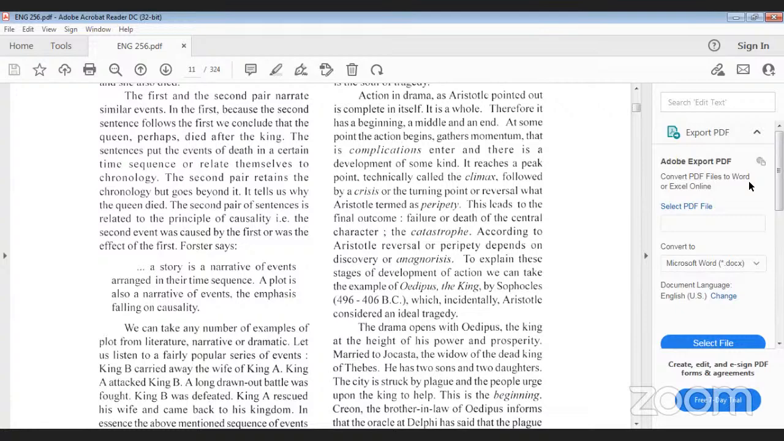See now here, we will see that after reading all the parts in this drama, how a drama is actually written. If you have only a simple idea of how the story is being plotted, you will get an idea after reading this concept. So please try to understand very carefully, it is an interesting part. You will enjoy this. The second pair of sentences is related to the principle of causality. That is, the second event was caused by the first or was the effect of the first. So a story is a narrative of events arranged in their time sequence. A plot is also a narrative of events, the emphasis falling on causality. Okay.